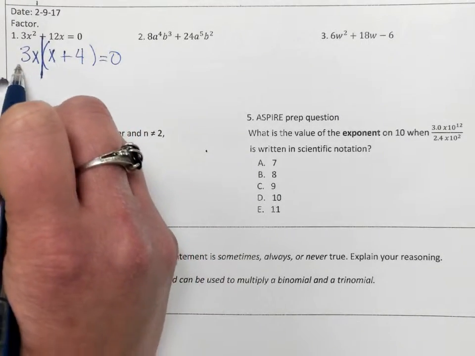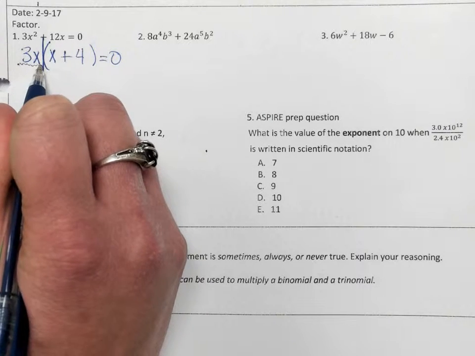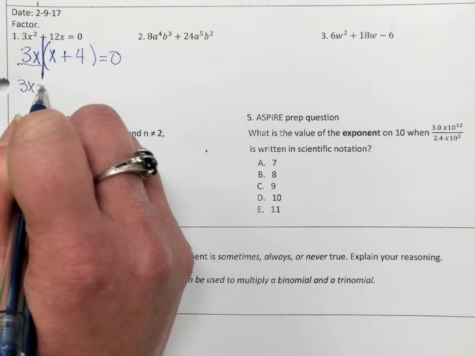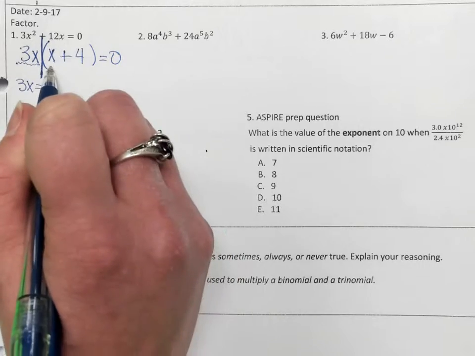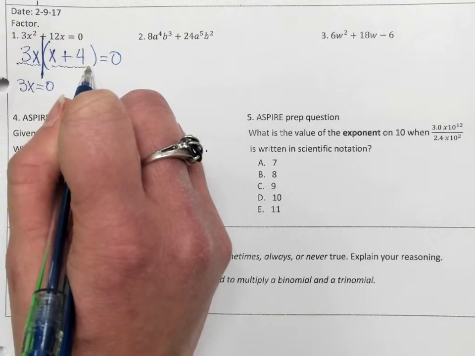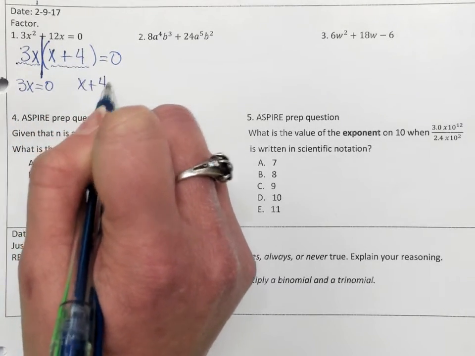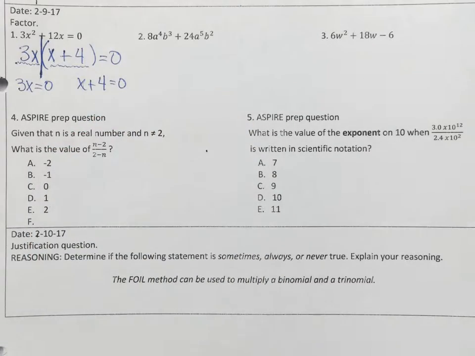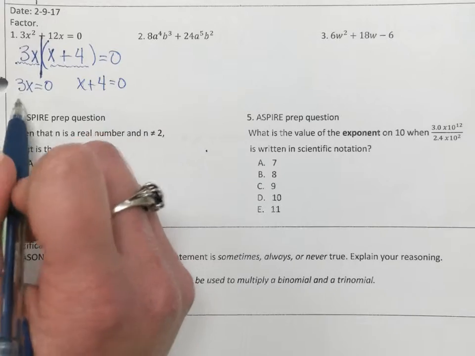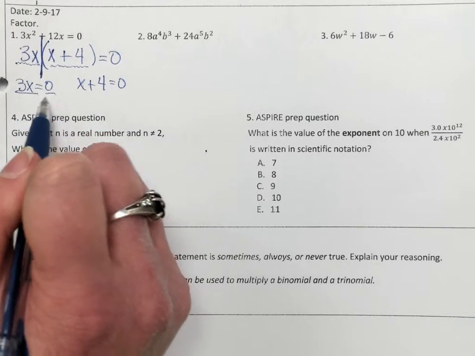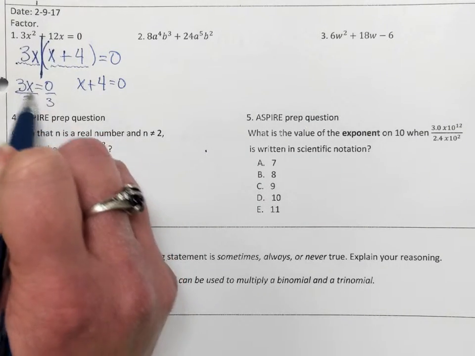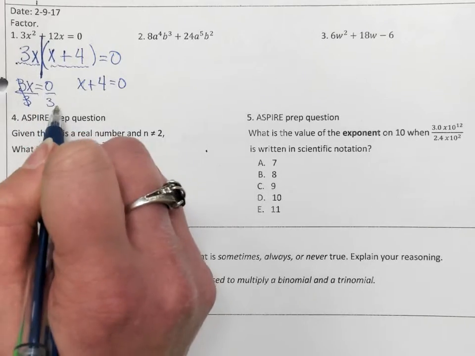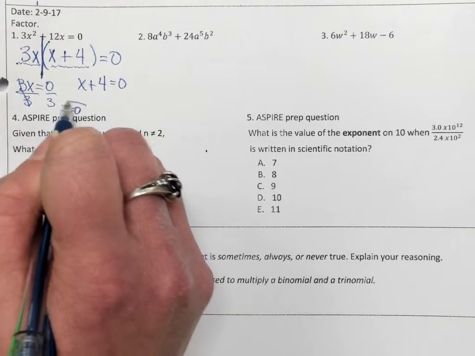Okay, so what do I say? What's the first piece? 3x equals 0. What's the other piece? Okay, how do I solve 3x equals 0? What do I do? Divide by 3. The one with the x. 0. Very good.